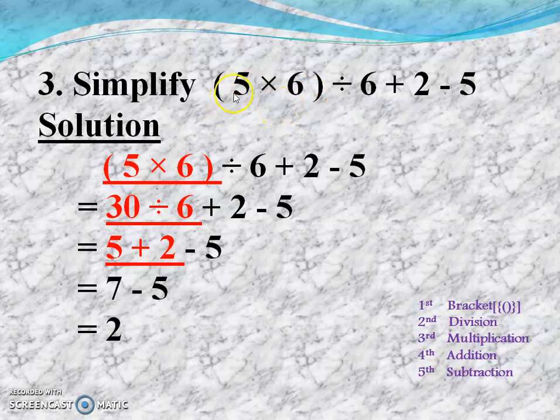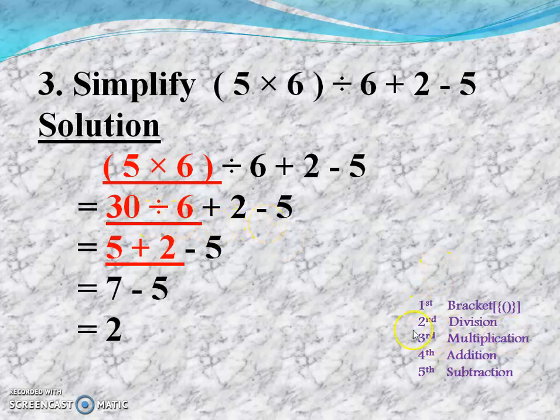Now inside the bracket we have 5 times 6. Even though the division sign is there, first of all we will solve inside the bracket. Okay, now 5 times 6 is inside the bracket, which gives you 30. Rest we copy as it is. 30 divided by 6 plus 2 minus 5.